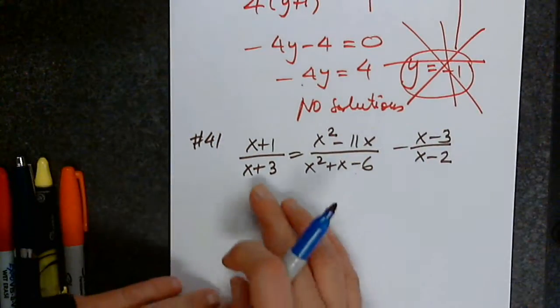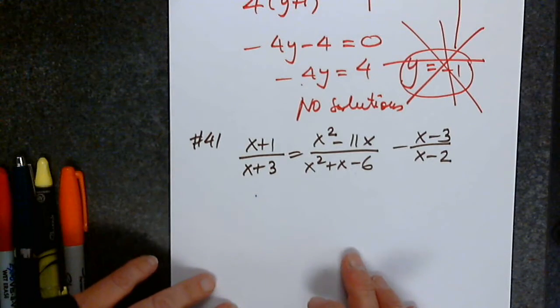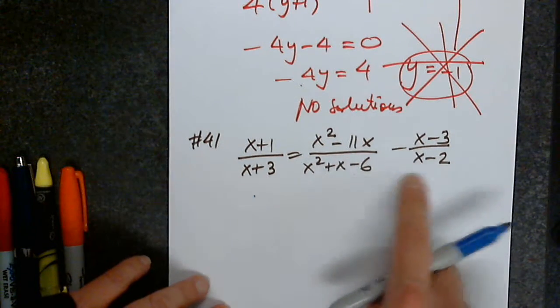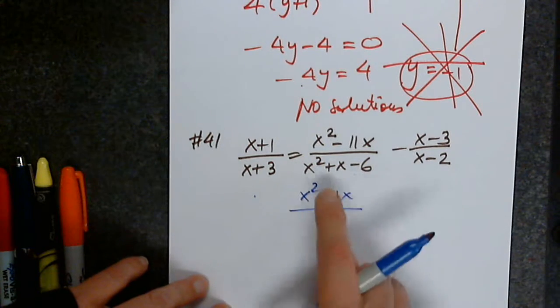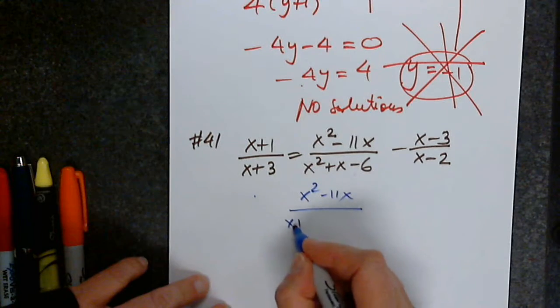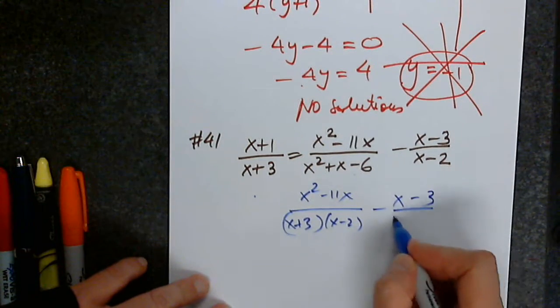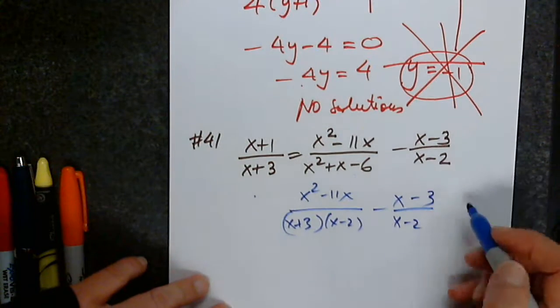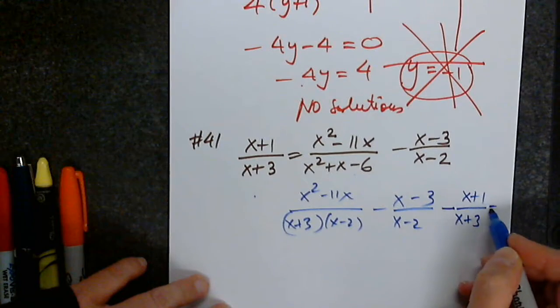So did you move this to the other side or you moved these two? I'll do whatever you did. In here. Okay. So then I have x squared minus 11x over, how do you factor this? X plus 3, x minus 2. Minus x minus 3 over x minus 2, and you bring this over, so it's minus x plus 1 over x plus 3 equals 0.